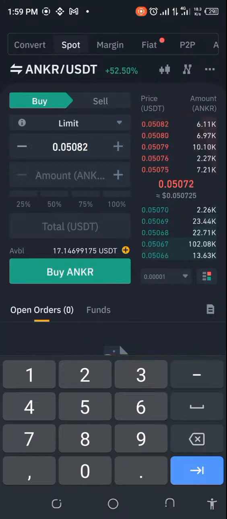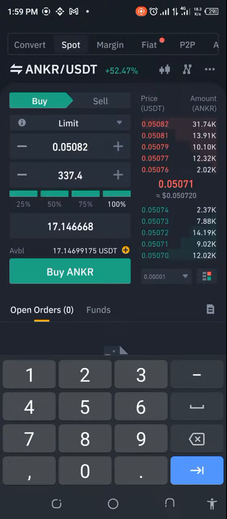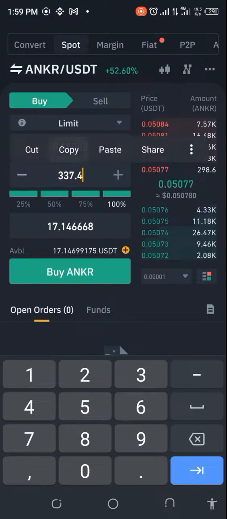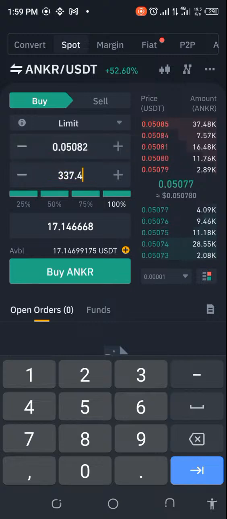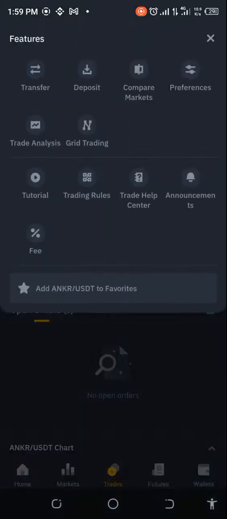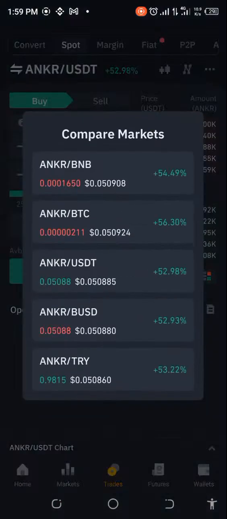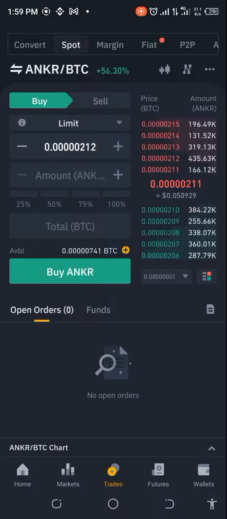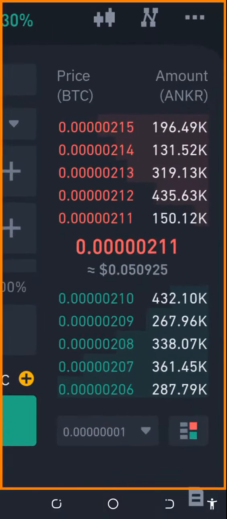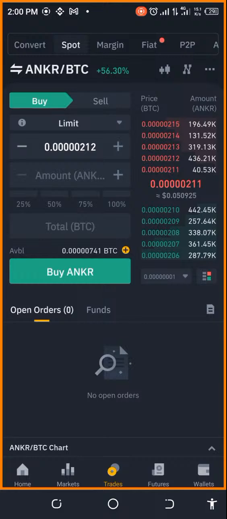So if I just do a little simulation just to see what I will get, let's copy that. This is on 0.05082. Okay, so let me go sell that to the BTC market. I'm going to put that, let's see what it is here. Okay, you can actually see this here.